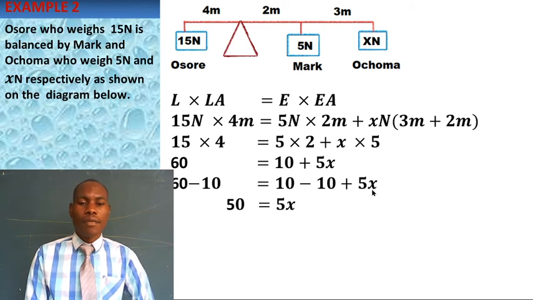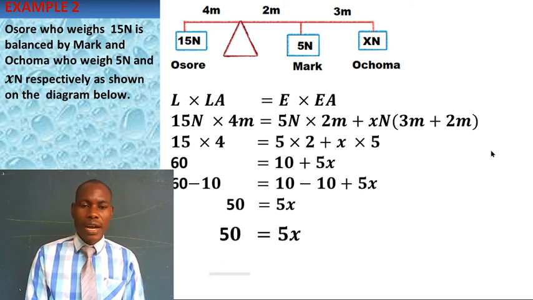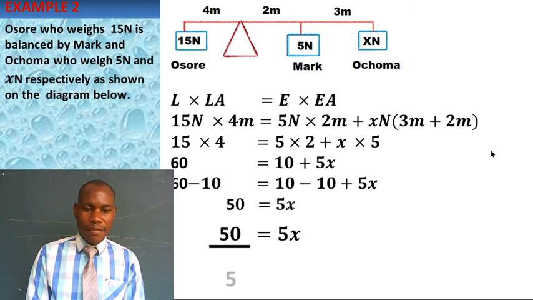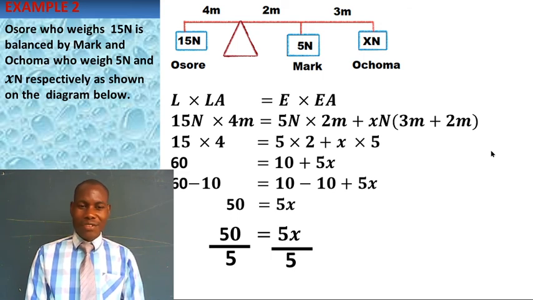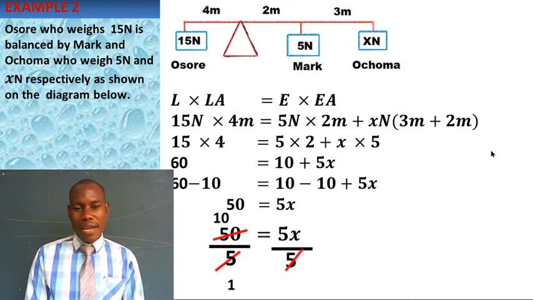this side with only 5x. So what do we do next? We shall divide both sides by 5. So 50 out of 5, then also 5x out of 5. Then from there, I think the calculation becomes very simple. Not so? Yes. We shall now say by 5, what do we get? 1. And then also 50 by 5, what do we get? 10. And then 5 by 5, what do we get? 1. And then also 5 by 5, what do we get?